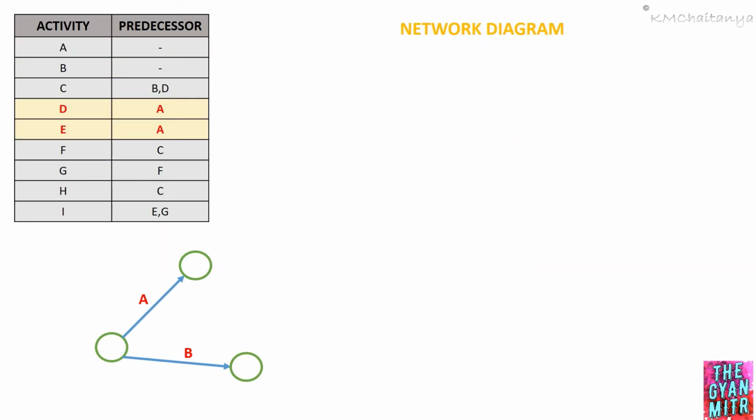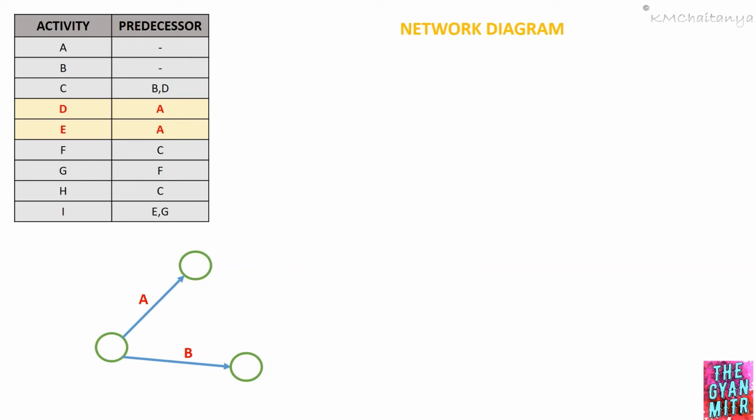Now I am skipping activity C because for activity C I have predecessors as activity B and activity D. Now we can see from the network diagram I do not have activity D yet. Therefore, I cannot represent activity C in the network diagram at this point. Therefore, I will move on to activity D and activity E.